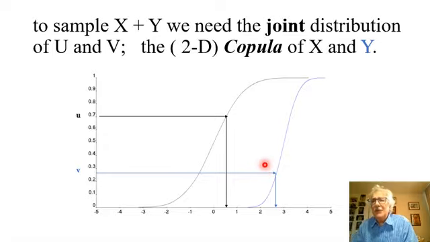So now suppose I have two uncertain quantities, x and y, and we want to look at the distribution of their sum. Well, to do that, I need two uniform variables, u and v, and I also need the joint distribution of u and v. And this distribution of u and v is called the two-dimensional copula of x and y. And so this is the additional piece of information that we always need if we're going to talk about the uncertainty of x plus y.